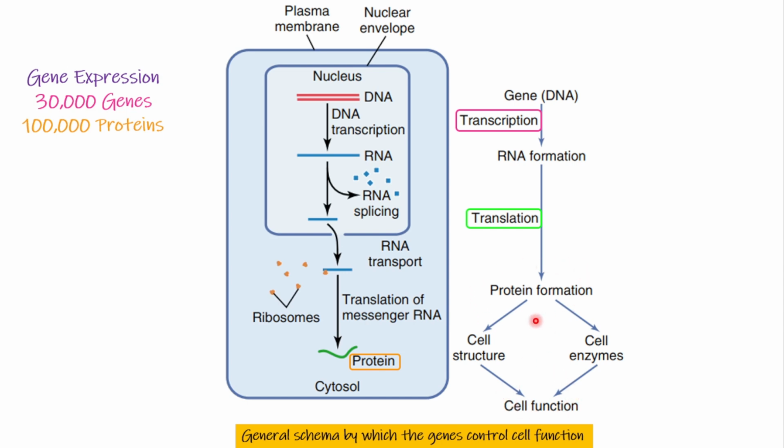Now, how exactly does DNA result in the formation of protein? DNA results in the formation of RNA, and then RNA will cause the formation of protein. The formation of RNA from DNA is known as transcription, whereas the formation of proteins from RNA is known as translation. So what is transcription and what is translation? The formation of RNA from DNA is transcription, whereas the formation of protein from RNA is translation.